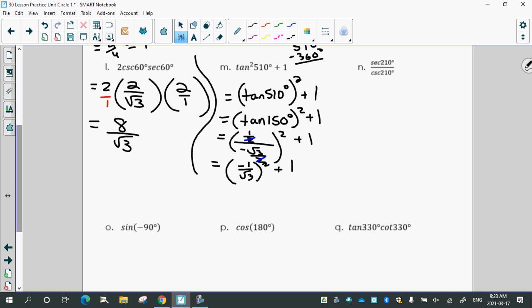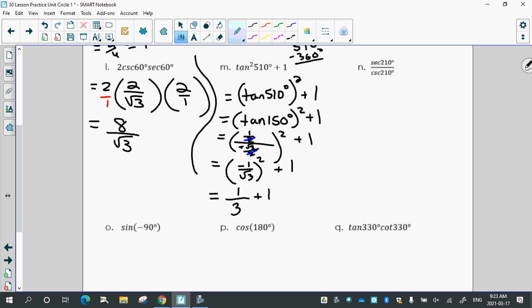And then I'm still squaring that. Kind of blend it into my 2 here. Here's my square. So square the top, negative 1 squared is 1. Square the bottom, root 3 squared is 3.